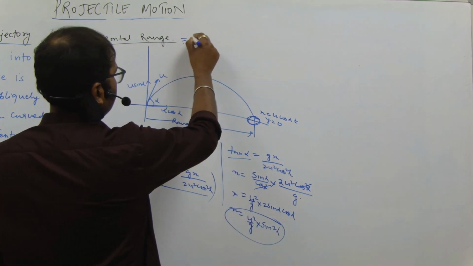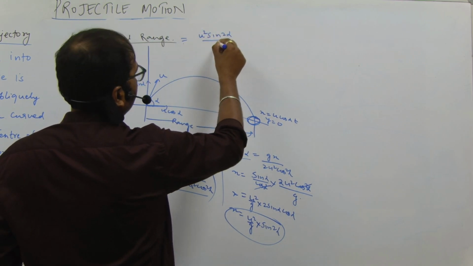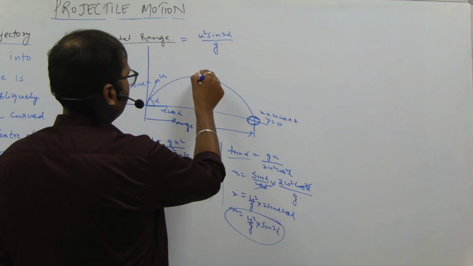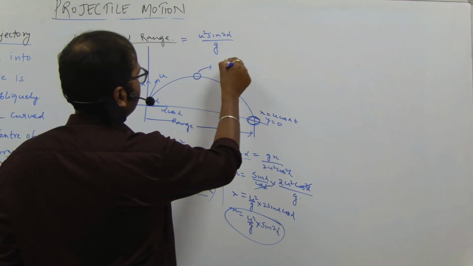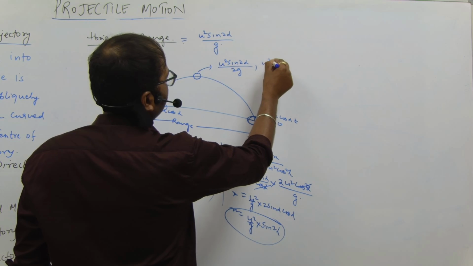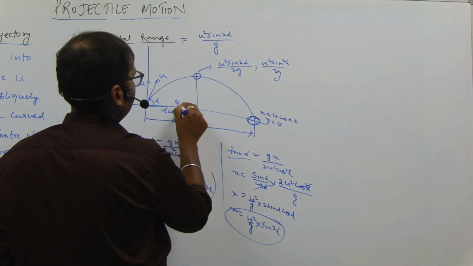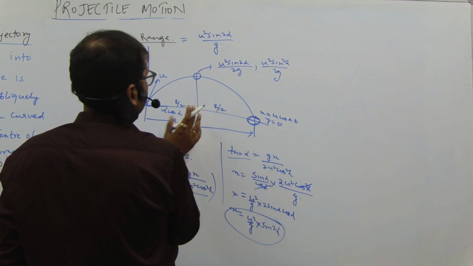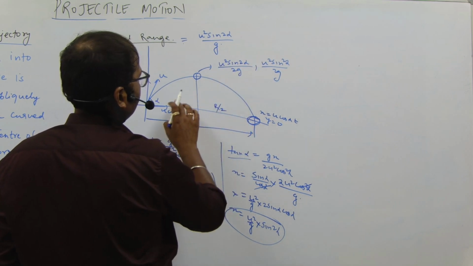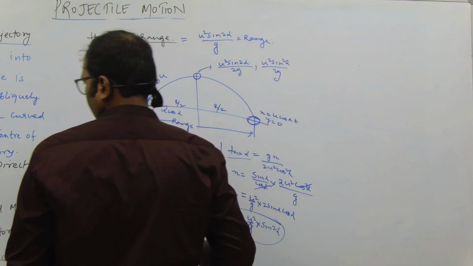So the horizontal range is equal to u square sin 2 alpha upon g. Okay, this is also evident from the vertex. For the vertex we have u square sin 2 alpha upon 2g and u square sin square alpha upon 2g. So this is half of the range, R by 2, and this is by symmetry. So R by 2 is equal to u square sin 2 alpha upon 2g. So R will be this value. So this is the range.